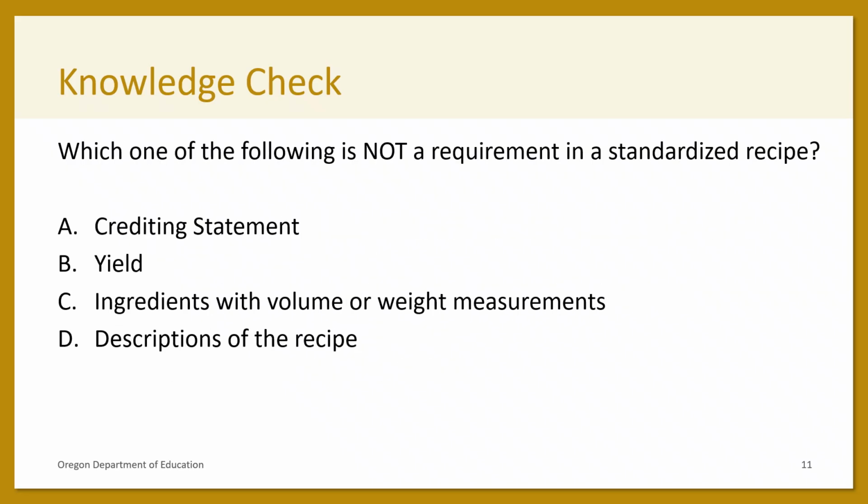Here's another knowledge check. Which of the following is not a requirement in a standardized recipe? Is it a crediting statement, yield, ingredients with volume or weight measurements, or descriptions of the recipe? And the answer is D, descriptions of the recipe. All the other answers, crediting statements, yield, ingredients with volume or weight measurements, are required in a standardized recipe.